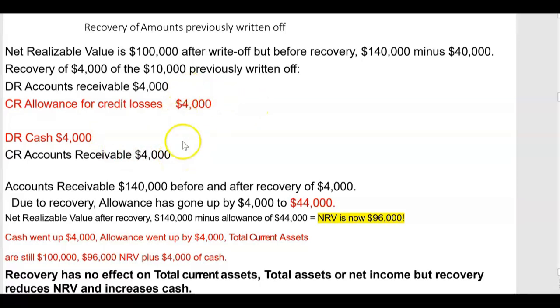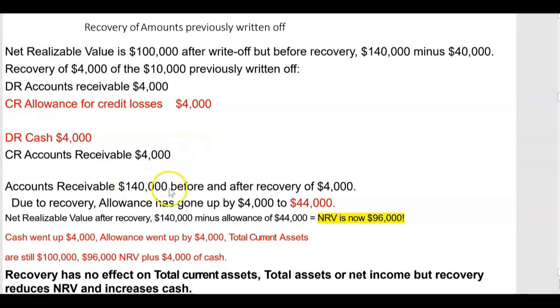Notice what happens to accounts receivable with these two entries. First it goes up, but then it goes down by the same amount, canceling out the impact on accounts receivable. So there was no impact on accounts receivable for this recovery because it went up by $4,000 and simultaneously down by $4,000. So all we're left with is an increase in cash of $4,000 and an increase in the allowance for $4,000. So what happens to NRV, net realizable value?